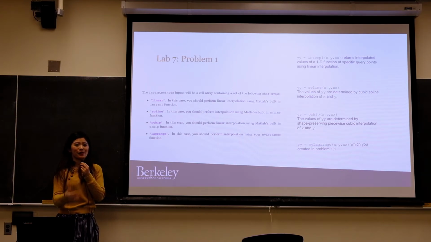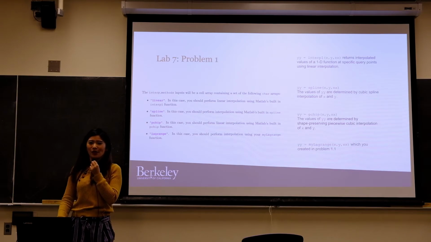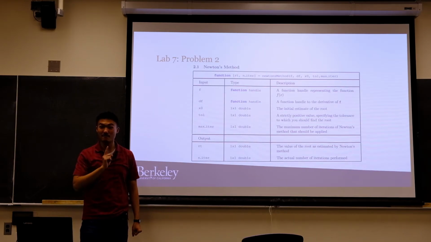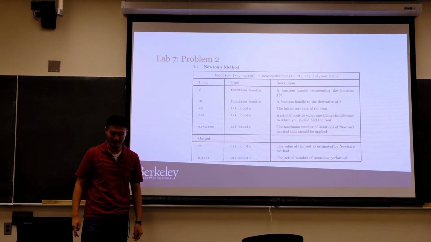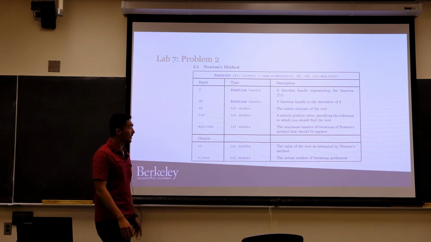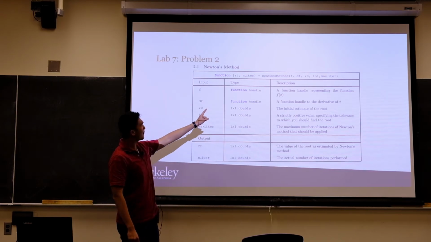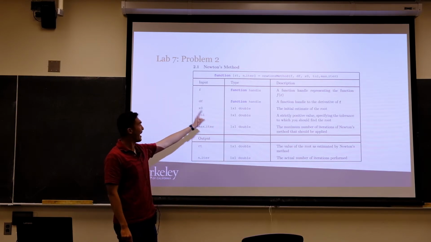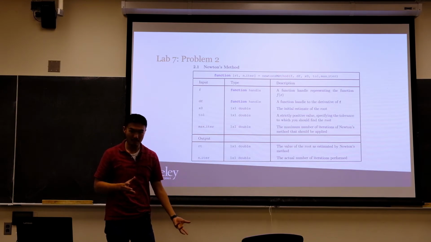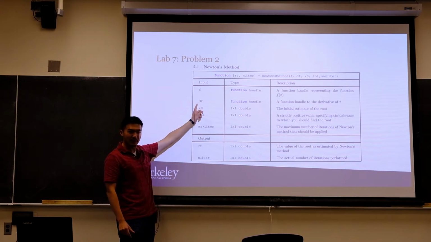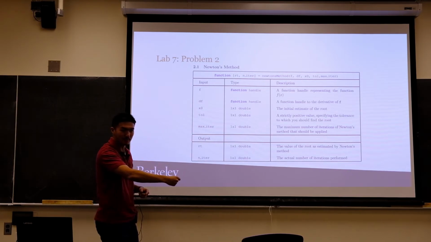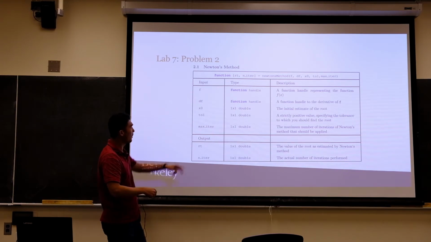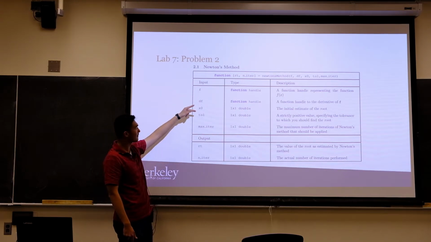Then Henry will give an introduction of problems 2, 3, and 4. Problem 2 is implementing Newton's method, which we talked about. We talked about the algorithm for Newton's method previously in the discussion. We're going to actually implement it now. Let's look at the inputs. We require a function handle to f, the original function we're going to find the root of, and the derivative of f, which is required to find the next root guess. Those two pieces of information are very crucial.